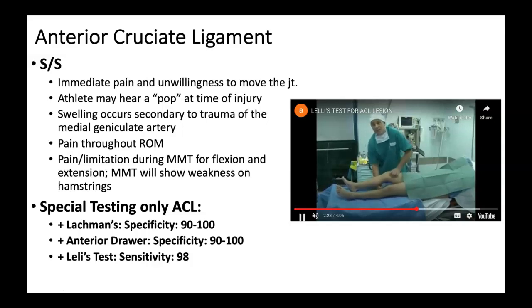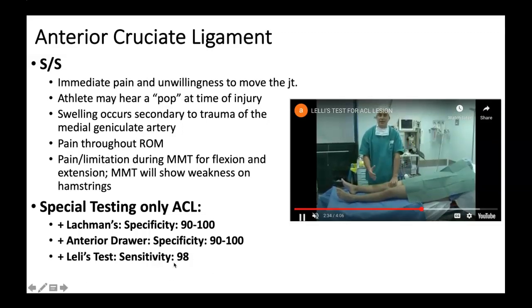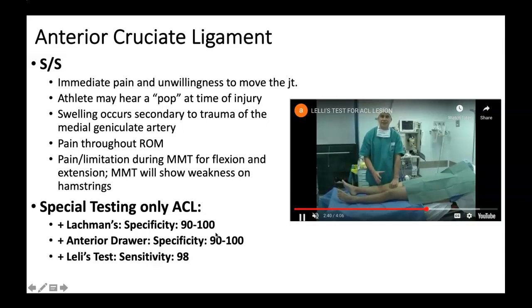Cranking on it, no movement because the ACL is ruptured. So what we know about Lelli's is if it's negative, they don't have it 98% of the time. We know about Lachman's and anterior drawer: if it's positive, they do.